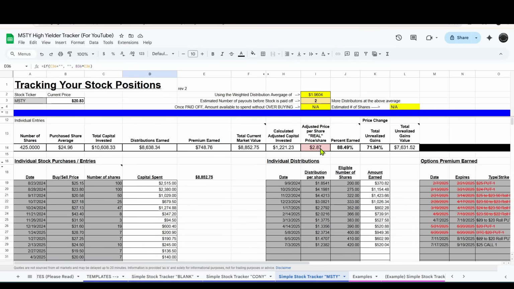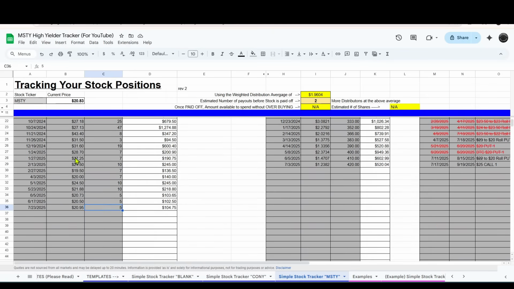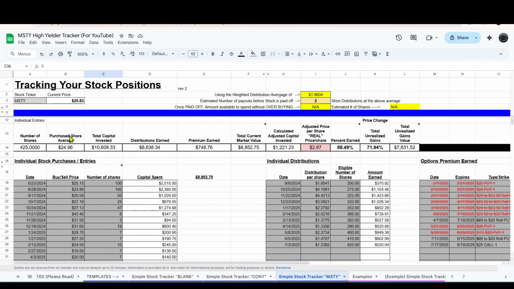Now, what did go down was the purchased share average. Now, this average did go down. It was 25.01, and it's now 24.96. Well, that went down because the purchases that I did make was under the 25.01. So therefore, that does lower this. And this is just my flat out straight average share price, right? The buy price that I purchased those shares at, that is my average price per share there.